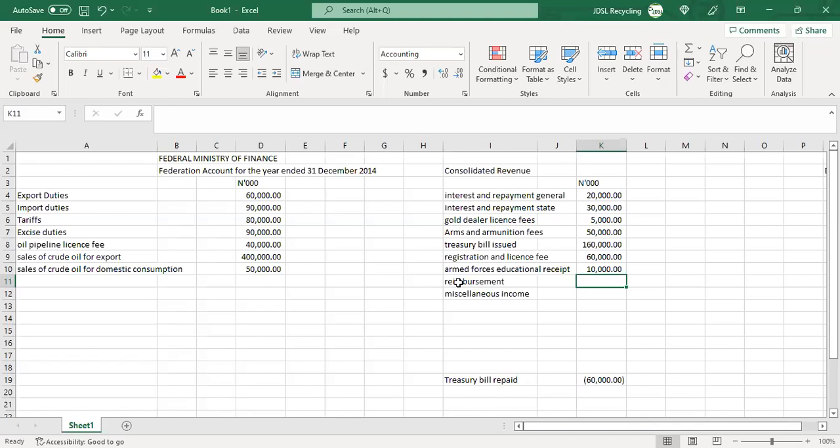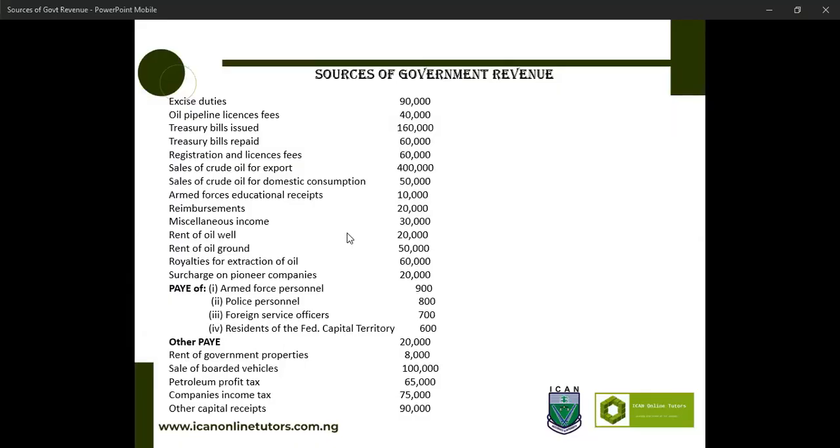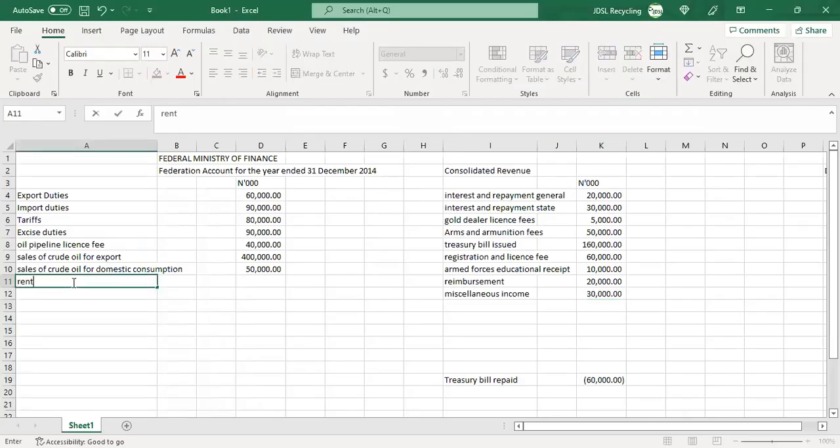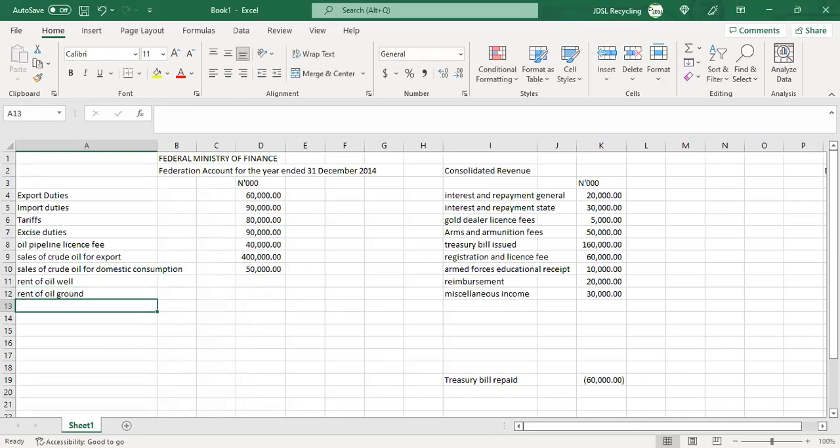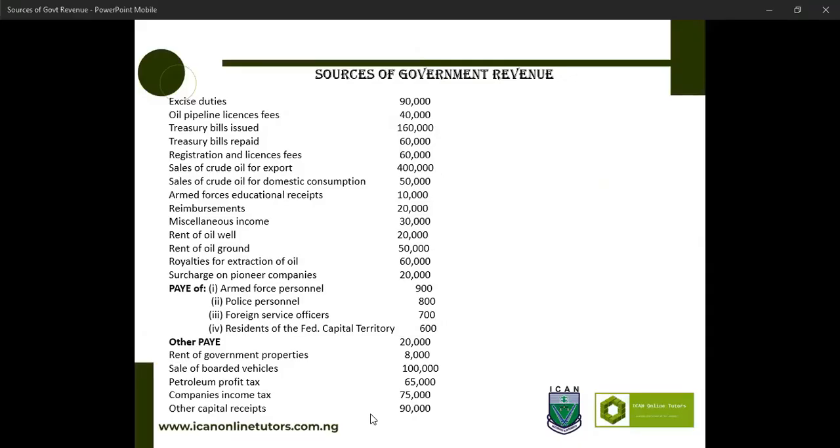Figure. What was 20 in the scenario of 30? I didn't get that. 20,000. Rent of oil well, rent of oil ground, royalties for extraction of oil. Federation account. What's the third one? I mentioned three. Royalties of oil, extraction of oil.